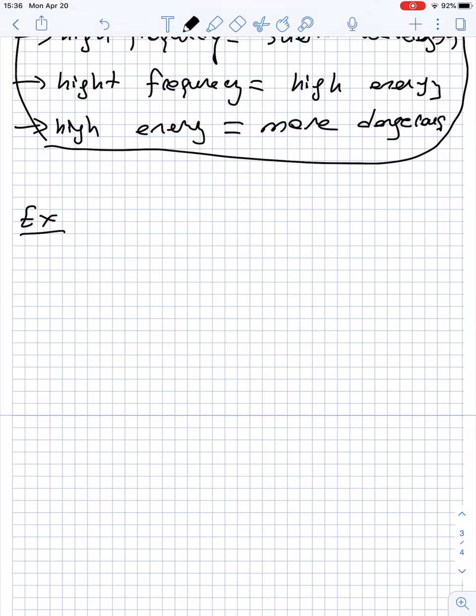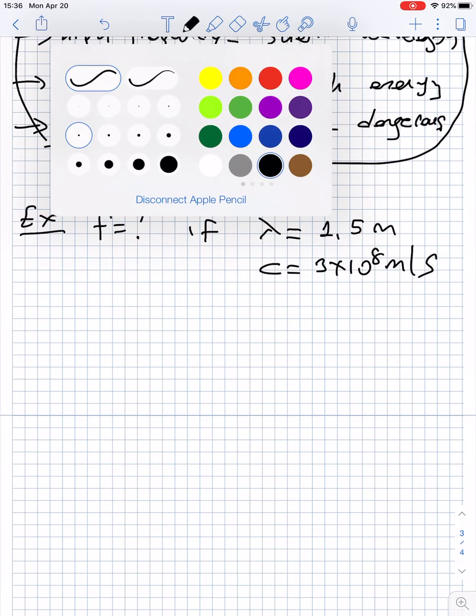And okay, we can solve an exercise about speed of electromagnetic waves. For example, what is the frequency of electromagnetic waves if wavelength is equal 1.5 meter? And here, all electromagnetic waves are transferred with the speed of light. Speed of light is equal 3 times 10 to the 8 meter over second.